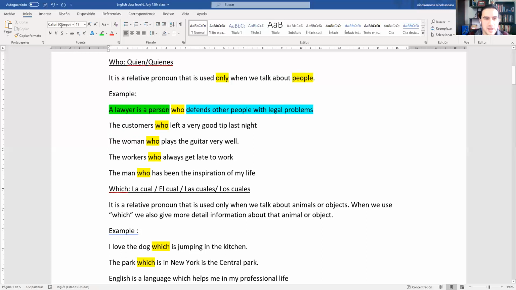All right. Okay, more examples. The woman, in this case a woman, who plays the guitar very well. The woman who plays, this is the description, who plays the guitar very well.